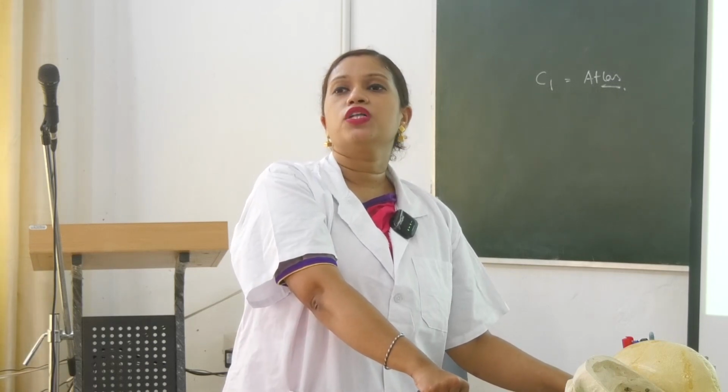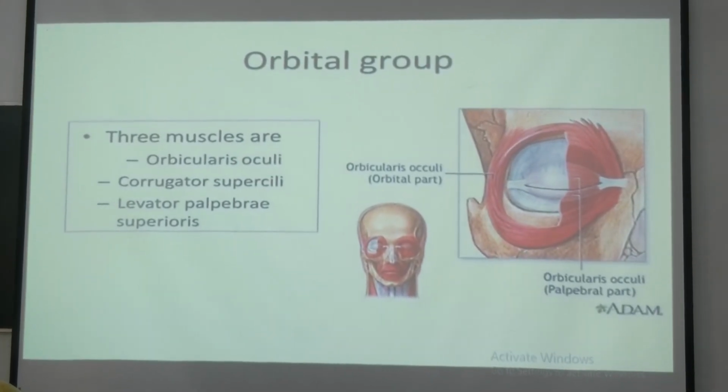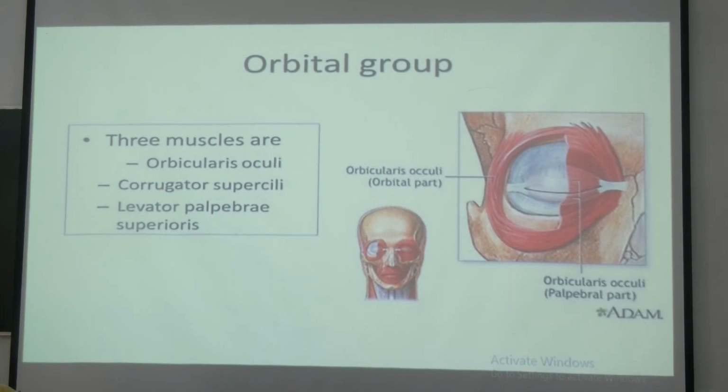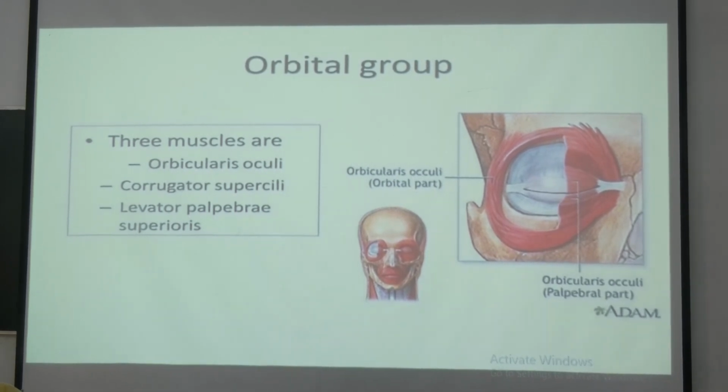So how many eyeball muscles are supplied by the oculomotor nerve? Except the superior oblique and the lateral rectus. Superior oblique is supplied by the trochlear nerve, and lateral rectus is supplied by the abducens nerve. So all the remaining eyeball muscles, including the LPS, are supplied by the oculomotor nerve.